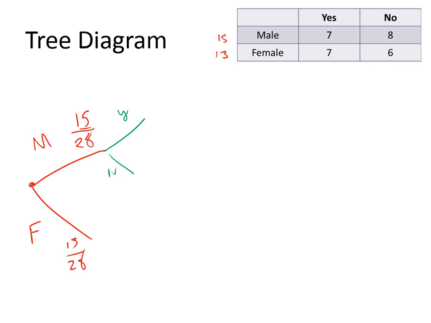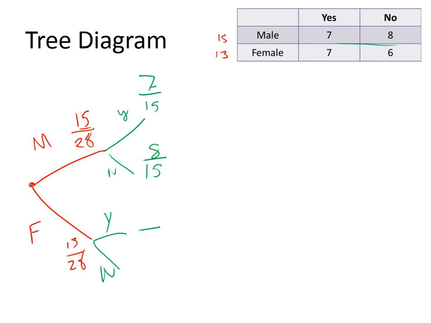So what's the probability that out of the males, so just out of 15, so it's just going to be something over 15. How many said yes? 7. How many said no? 8. And then for females, you do the same thing. Yes, no. Okay. What's the probability for them?